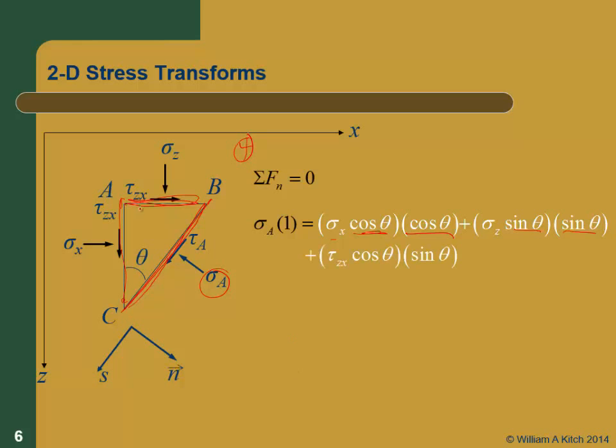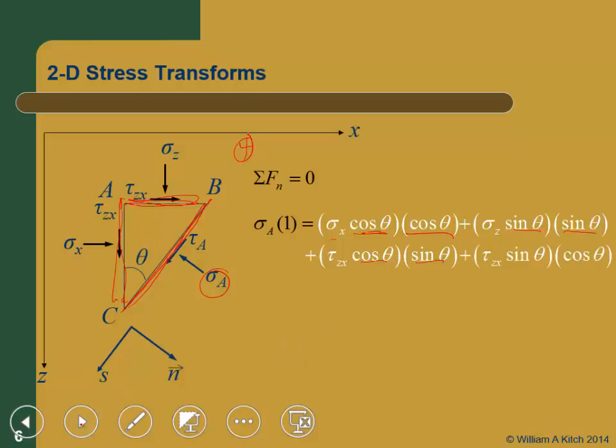And then I also have the tau zx. Now tau zx acts along the length cosine, that's this, but again it's going to have a direction now sine, and then this tau zx, it acts along a length of sine, that's this.